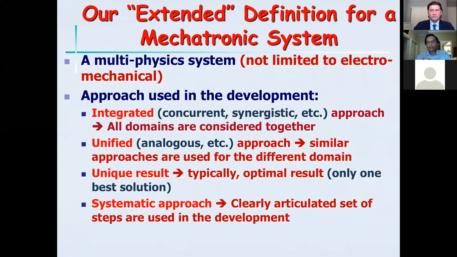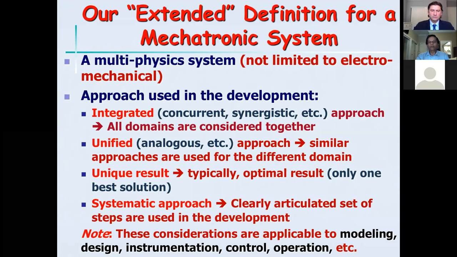and then you finally pick, with various reasoning, one design for the application. But I'm saying, let's use some kind of optimization scheme to get the unique result, or one result. So that is also a criterion or requirement in this. And the systematic, of course, I don't have to say further on that. If the steps are very clear, systematic, that's better. So that's why I tell my students to know these four terms: integrated, unified, unique, and systematic. They go together with the mechatronics approach.